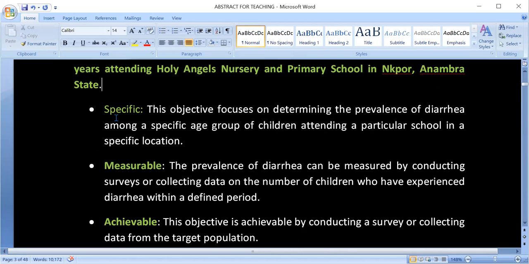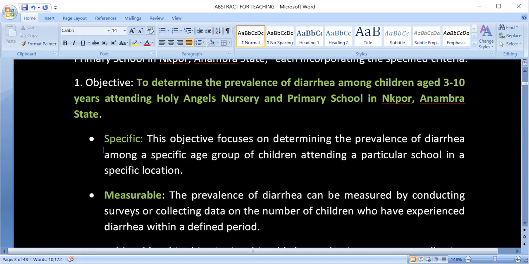One, specific. This objective focuses on determining the prevalence of diarrhea among a specific age group of children attending a particular school in a specific location. So this makes it what?